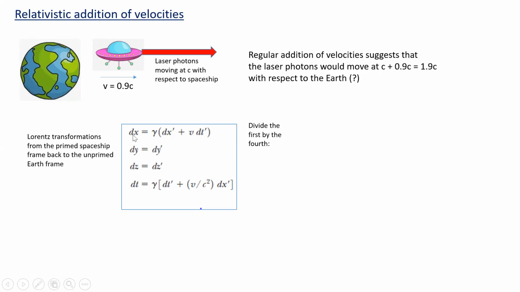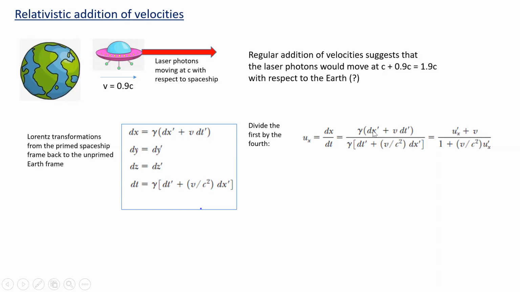And if we divide the first transformation by the fourth, we get dx over dt, which we call u sub x, is equal to gamma times dx prime plus v dt prime over gamma times dt prime plus v over c squared dx prime. Okay, I'm just taking these equations and moving them over.